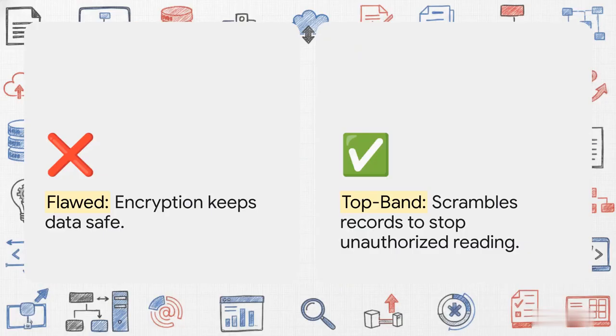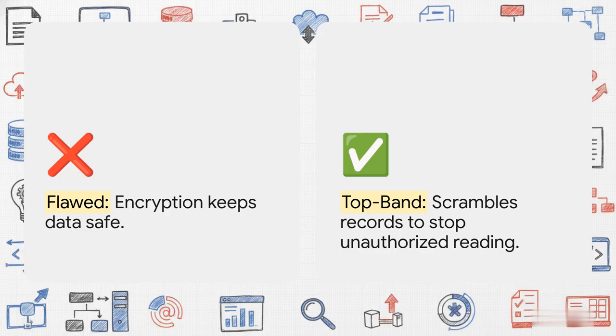Okay, look at these two approaches side by side. On the left, we've got the flawed answer. "Encryption keeps data safe." I mean, it sounds true, right? But this generic statement literally bleeds marks. Now check out the top band answer on the right. "Encryption scrambles payroll records so unauthorized users cannot read sensitive data if intercepted." Boom. That right side locks the marks in because it uses precise, scenario-specific anchoring.